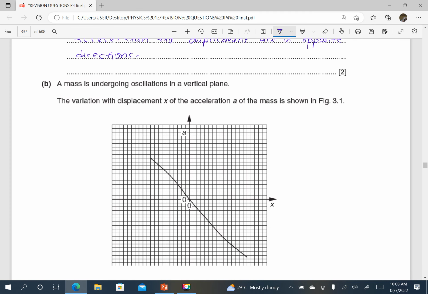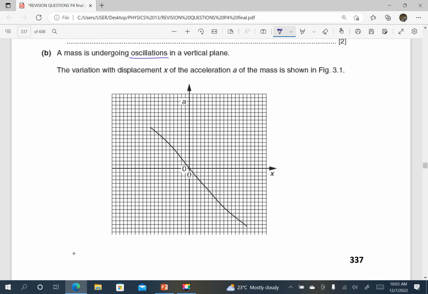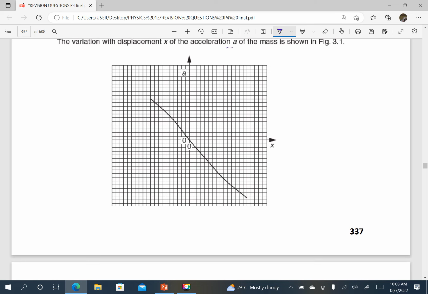A mass is undergoing oscillations in a vertical plane. The variation with displacement x of the acceleration a of the mass is shown here. When you look at this graph, you notice that acceleration cannot be directly proportional to displacement because it's not a straight line. Number two, you also see that the maximum acceleration is not the same on both sides. So this motion is not simple harmonic.